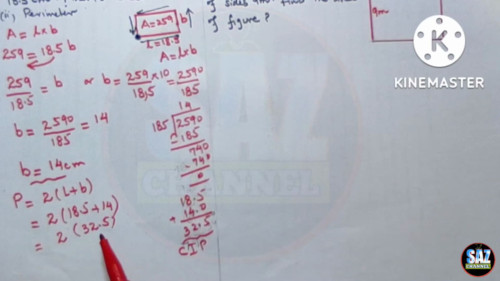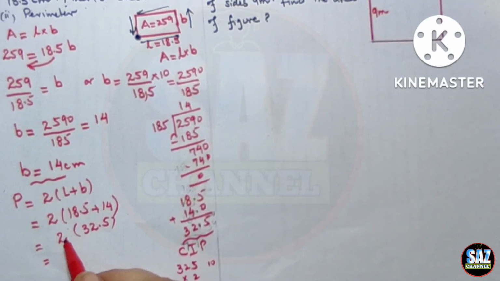So count, the decimal is after 1 digit, and then I have to ignore it, and this is 325 multiplied by 2. 5 2s are 10, 2 2s are 4 and 1 is 5, 3 2s are 6, so 650, and I have to place the decimal back, after 1 digit. So 2 times 32.5, double of 32 is 64 and double of 0.5 is 1, so 65.